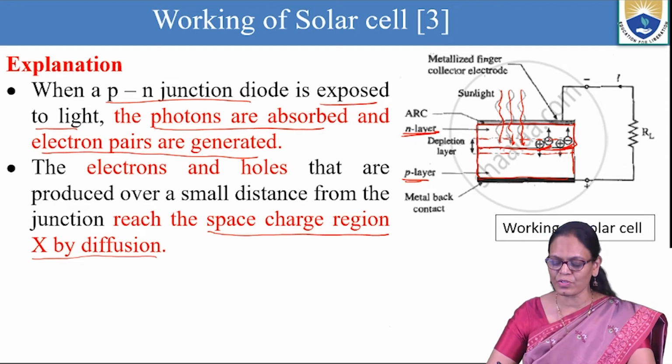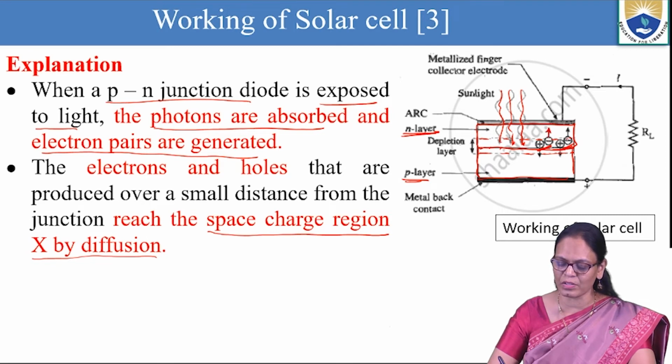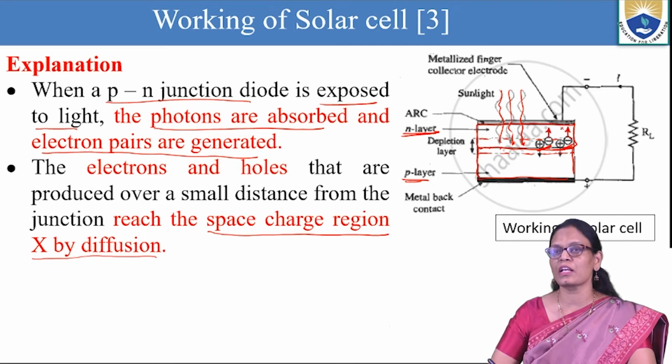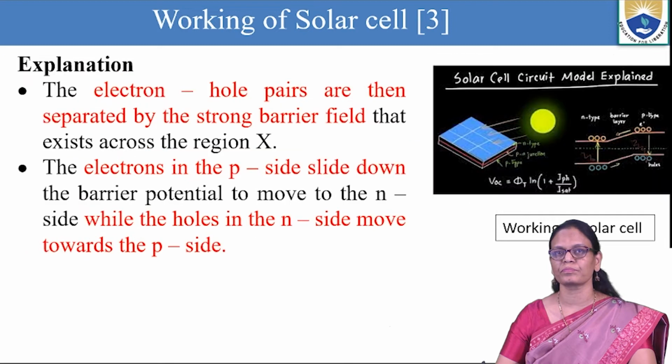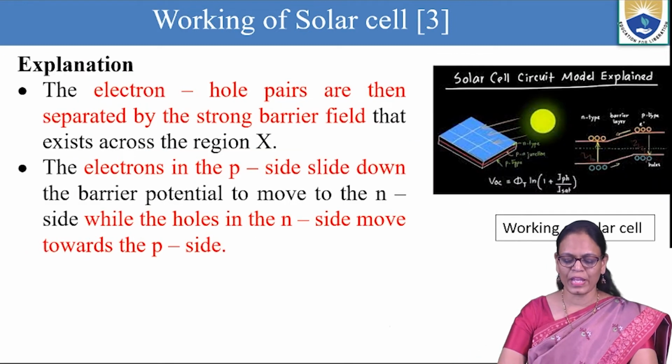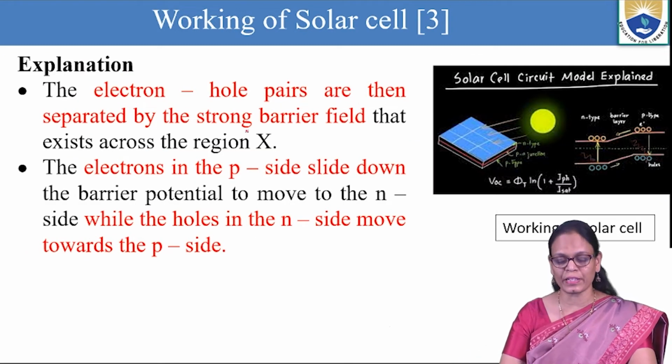So how will the electrons move on to the N side? You see these electrons, they are moving on to the N side. Diffusing, we call it. And then these holes, they are moving on to the P side. So the electron-hole pairs are separated by the strong barrier field across the space charge region. And the electrons in the P side slide down the barrier potential.